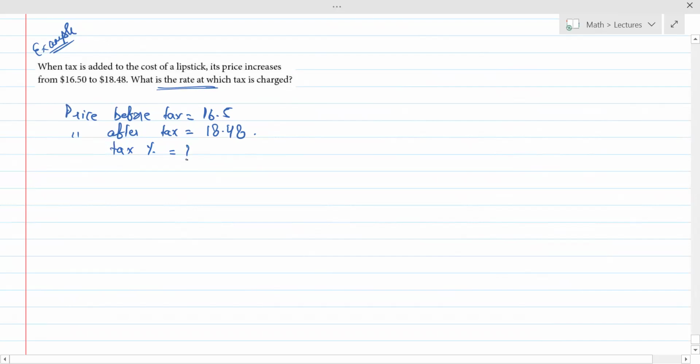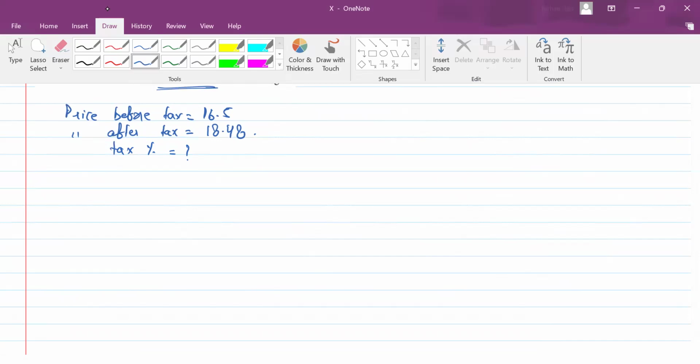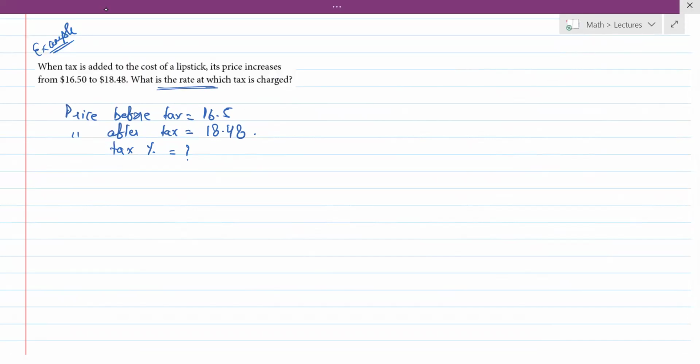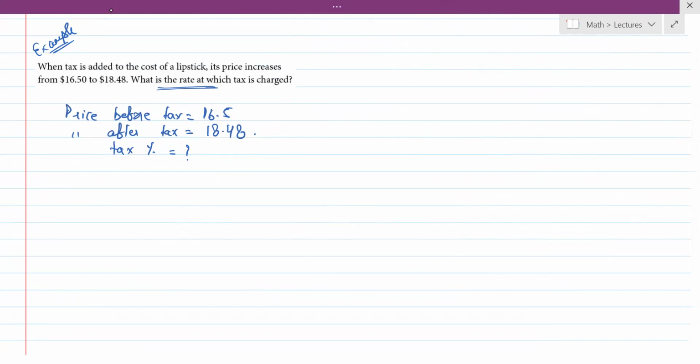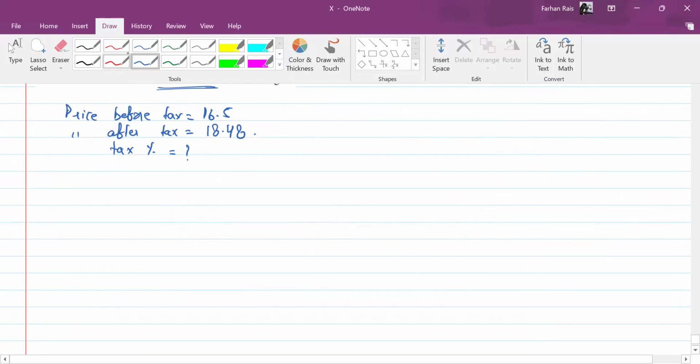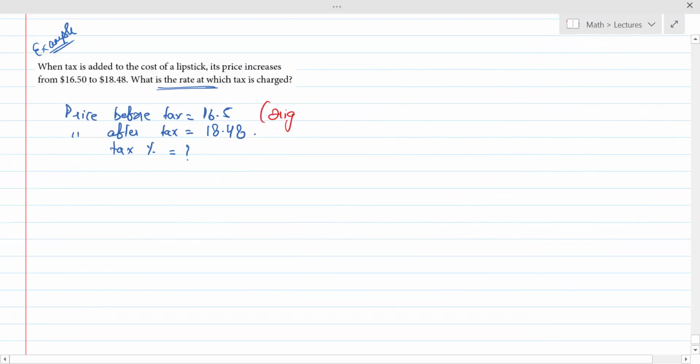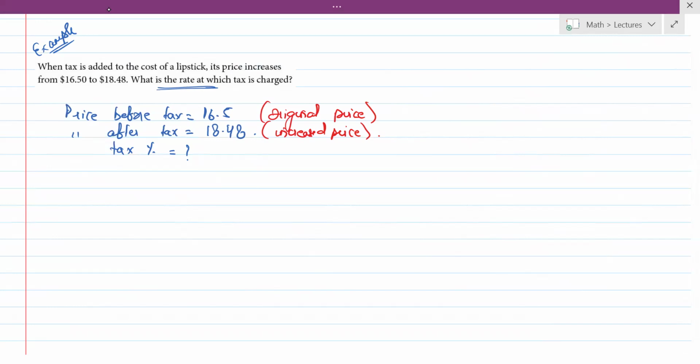So here again, if you may relate this thing with the concept of percentages increase and decrease, you'd see that this price, 16.5, was the original price for us, and this 18.48 is the increased price for us because it's the price after the tax has been added.